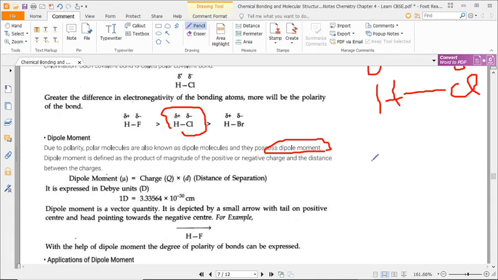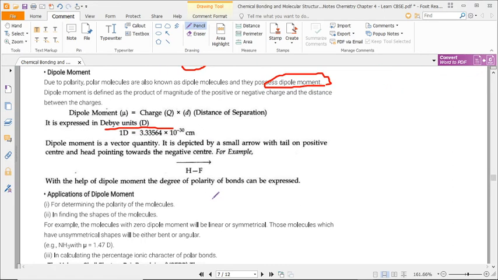So how can we calculate that? We can calculate it by charge times the distance of separation. And what is the unit of this dipole moment? It is the Debye unit. And 1 Debye is 3.33564 times 10 to the power minus 30 coulomb meter. Okay, and so dipole moment is a vector quantity.